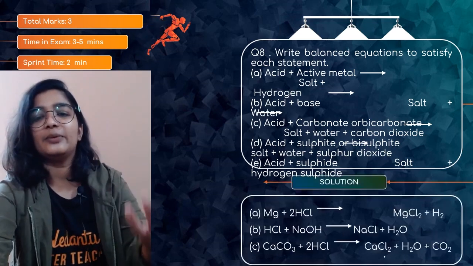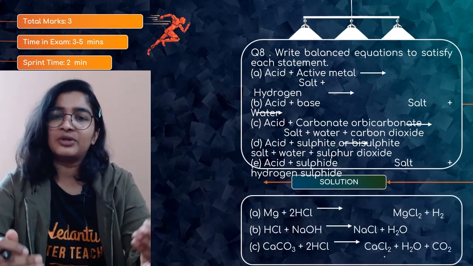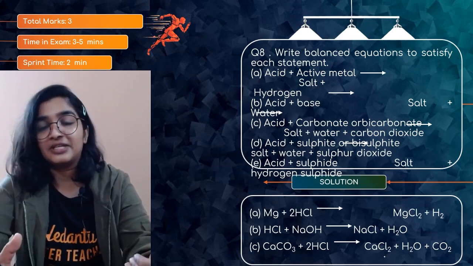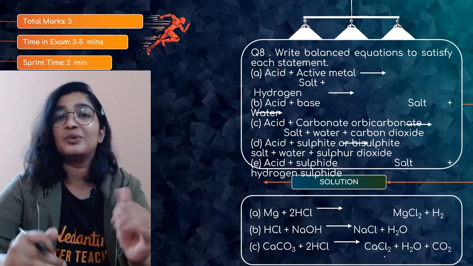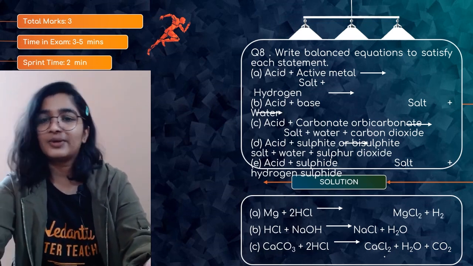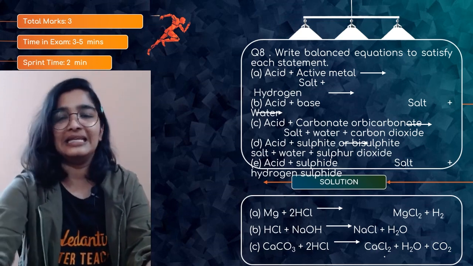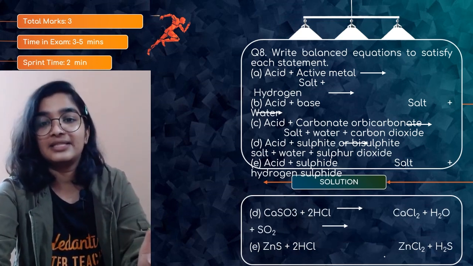So these are the equations. So you can write anything, but make sure it is balanced. Okay, you don't have to take the same examples as we have taken. So make sure that you are not getting confused between sulfides, sulfates, carbonates, bicarbonates. Then you can give any example, but make sure the equations are balanced. That is very, very important.